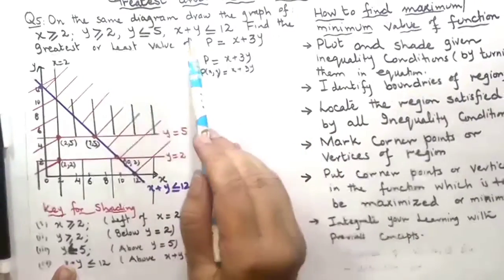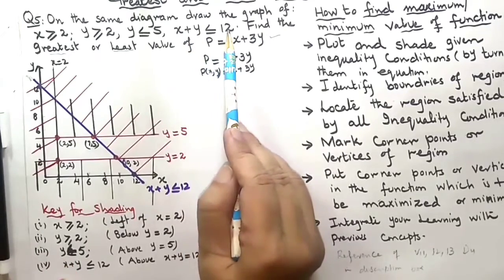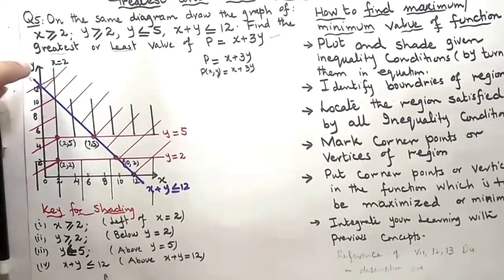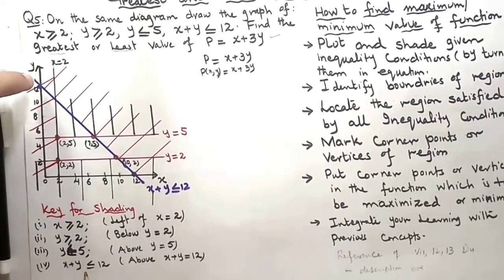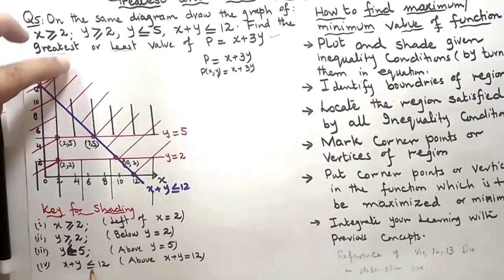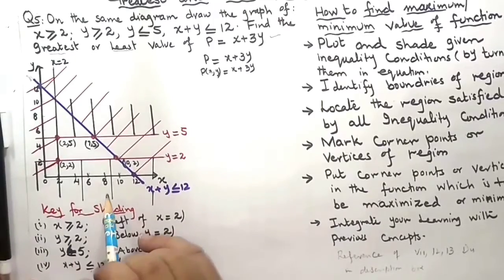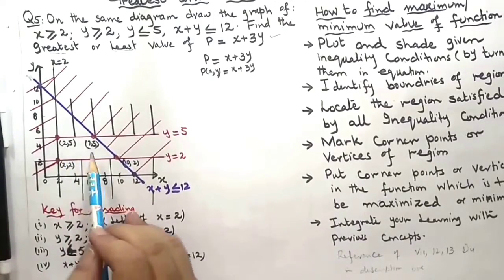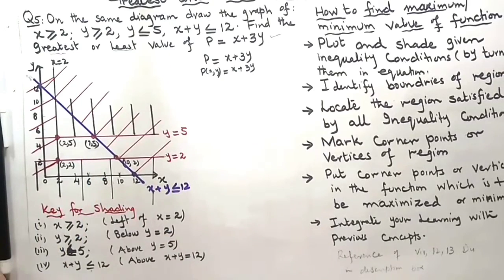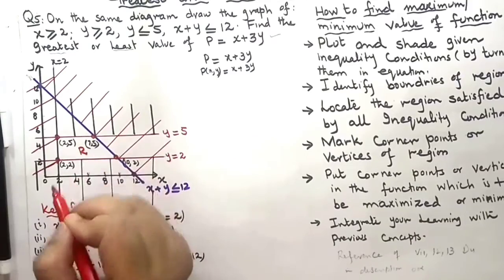Coming to the fourth line, x plus y equals to 12. Draw the line x plus y equals to 12. Now see, I need the region which is lesser than this line, so I'll be shading above the line. Now, if we look at the whole diagram, this is the region which is not shaded, or which is satisfied by all 4 inequality conditions. So this is my required region.